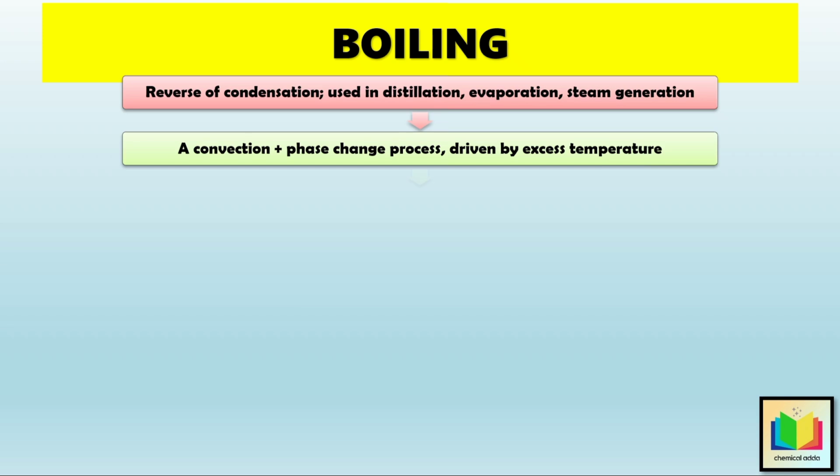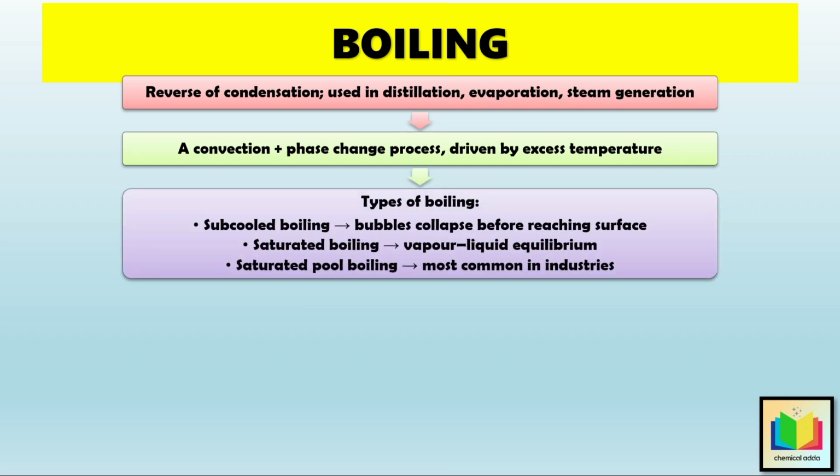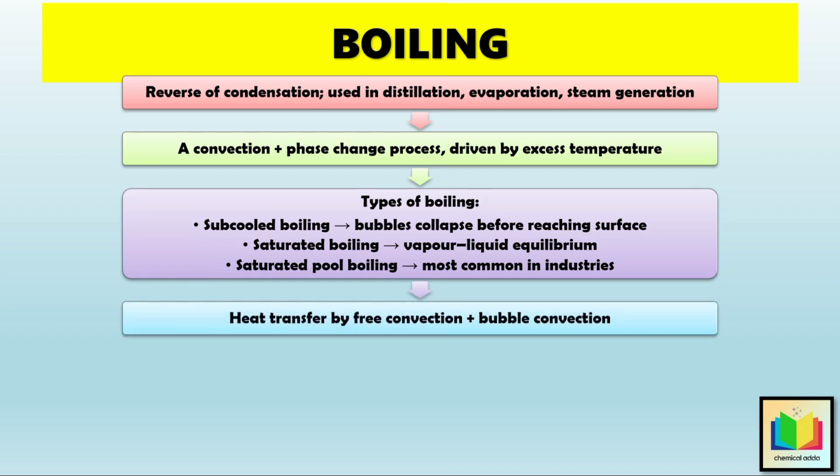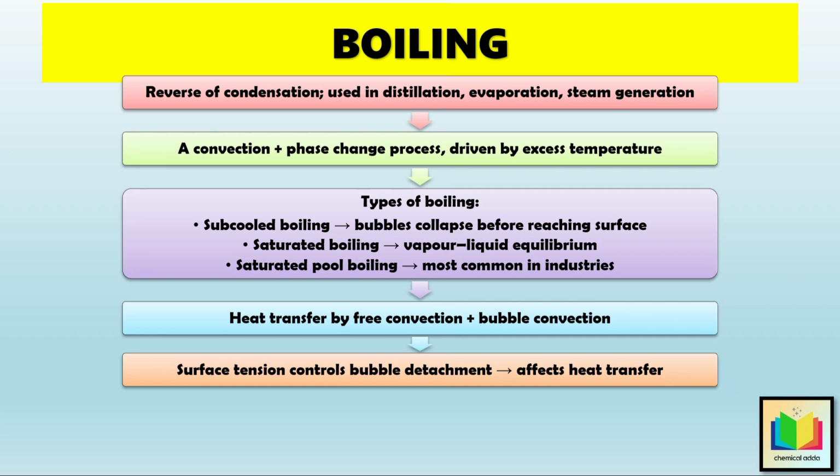The third point we learned is about the types of boiling. We learned that there are three types of boiling. In subcooled boiling, bubbles condense before reaching the surface. In saturated boiling, vapor and liquid remain in equilibrium. And in saturated pool boiling, which is the most common industrial case, vapor leaves in equilibrium with the liquid. The fourth point we learnt is that heat transfer in boiling occurs due to free convection and bubble convection. And finally, we learned that surface tension strongly affects bubble detachment and, therefore, the heat transfer rate.